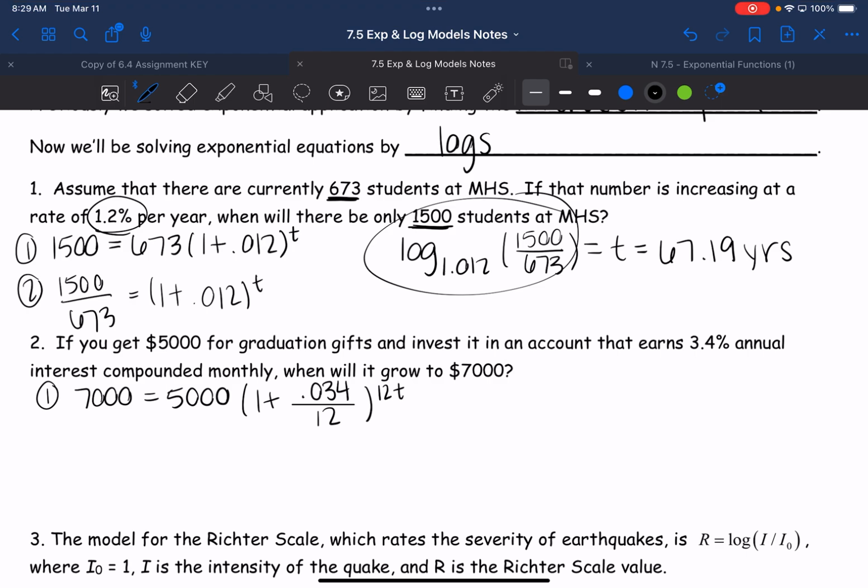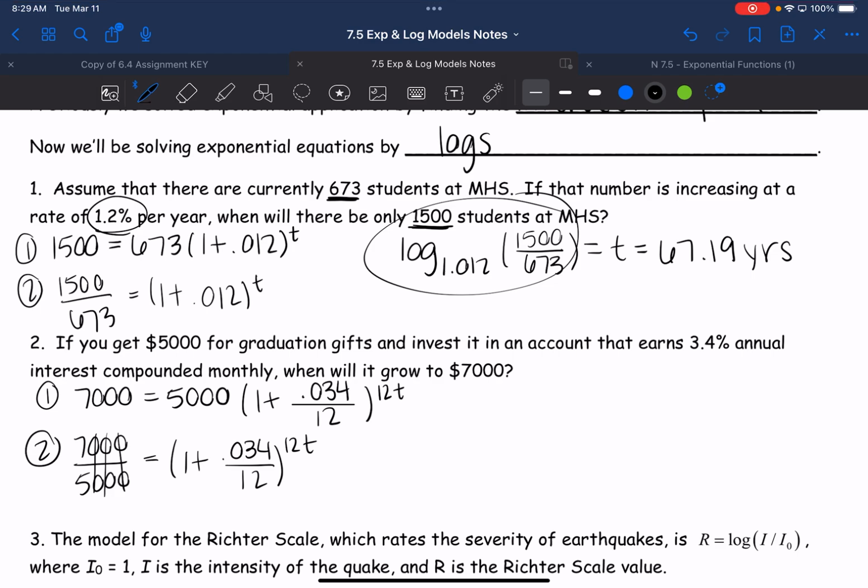Okay? So, just like before, we would still want to go ahead and move that 5,000 over. So we'd have 7,000 over 5,000, which really is going to just simplify to 7 over 5, right? Would be equal to that 1 plus 0.034 over 12 raised to the 12t. And now I can rewrite it as a logarithm, right?